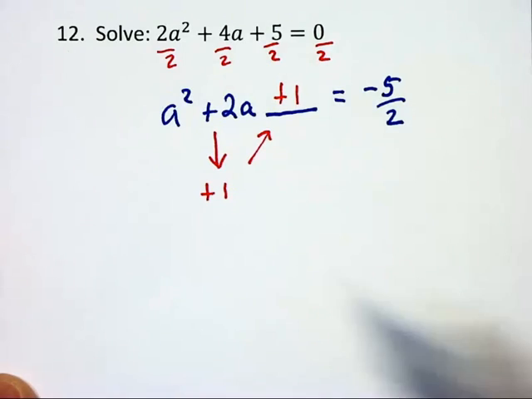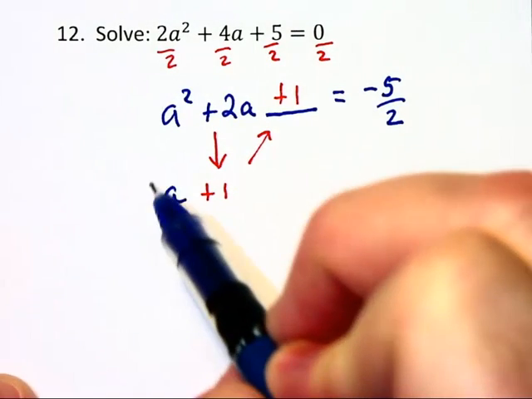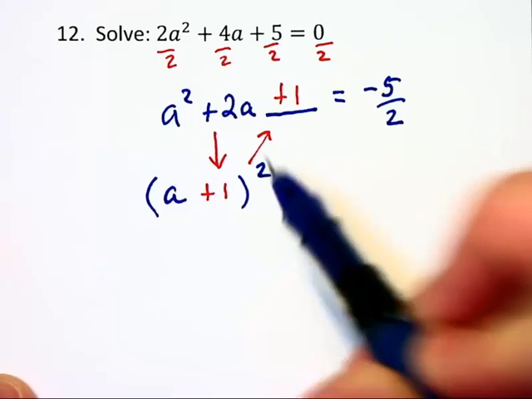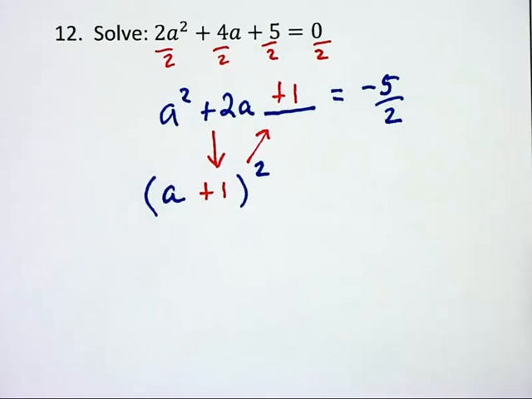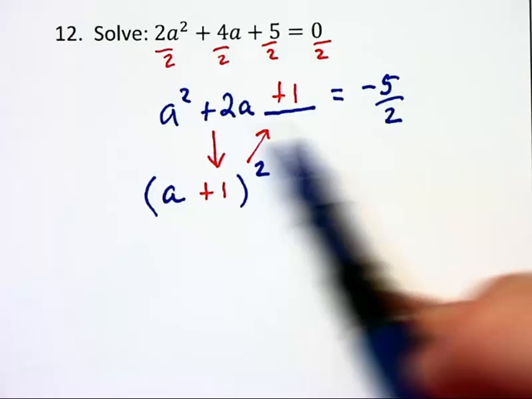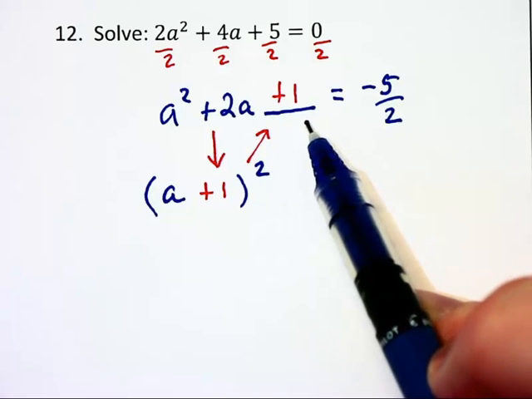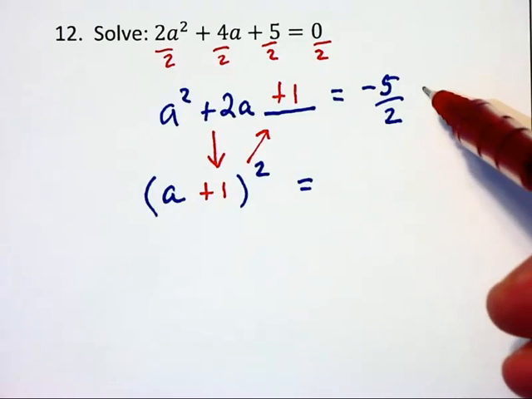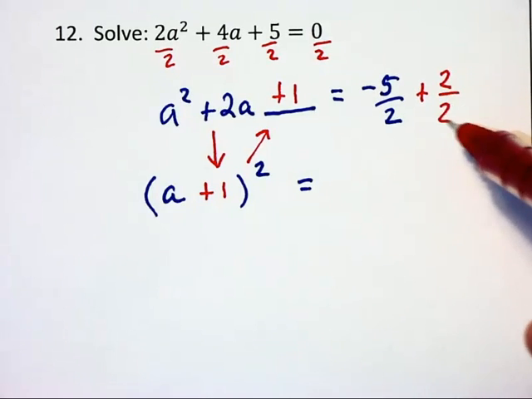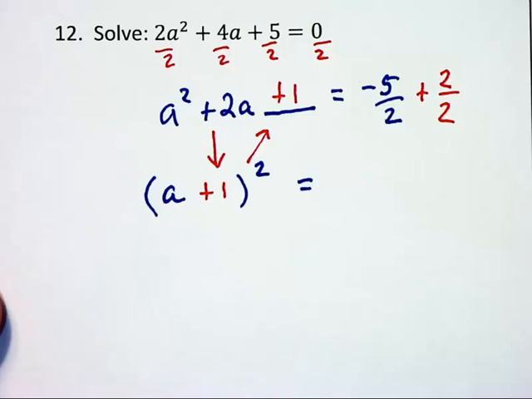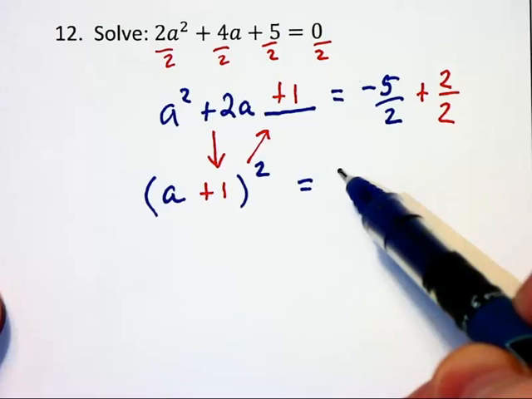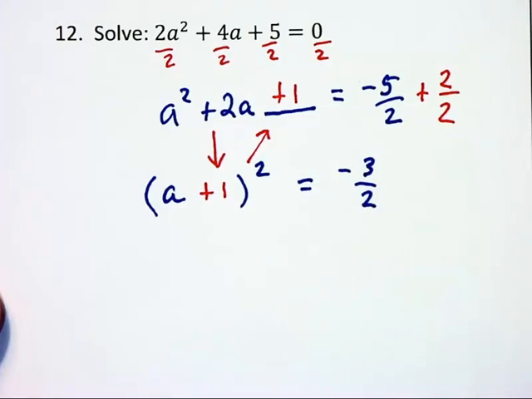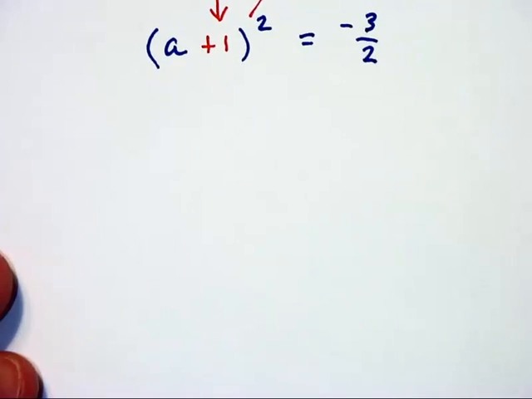Now what I need to do is complete the square on the left, so I'll put my a in, my parentheses, my quantity squared, verify that a plus 1 times a plus 1 is the a squared plus 2a plus 1 that we see on the line above. And on the right side, since I've added 1 to the left, I have to add 1 to the right. Notice I'm writing it in the form 2 over 2 because I want to have a common denominator. And so I will have negative 3 halves on the right. Now we have it in a completed square form.